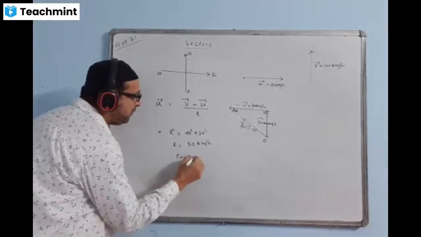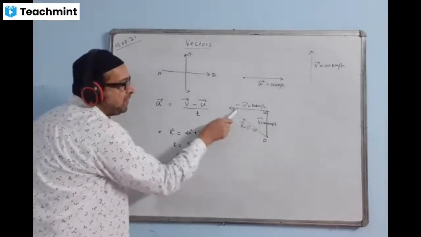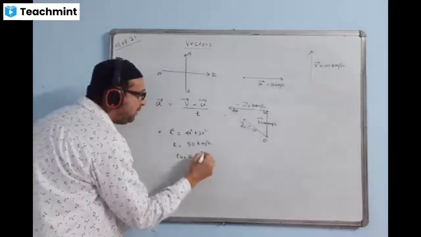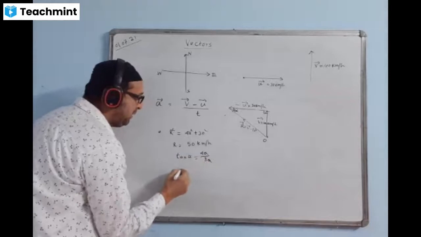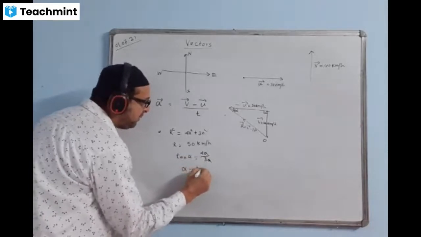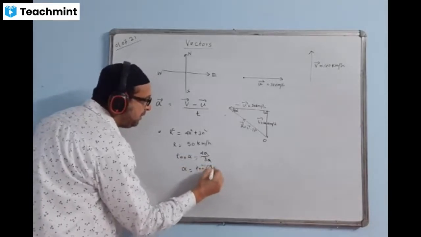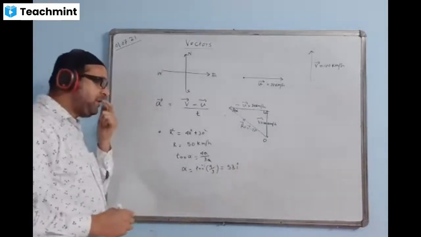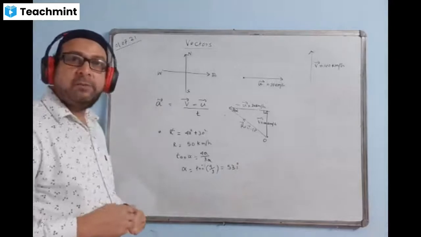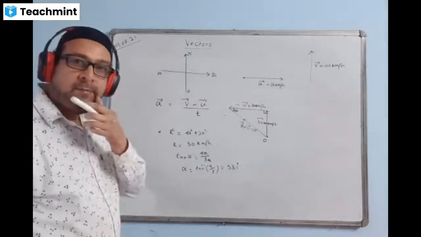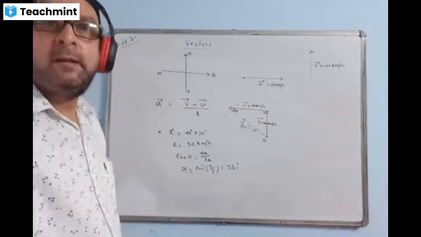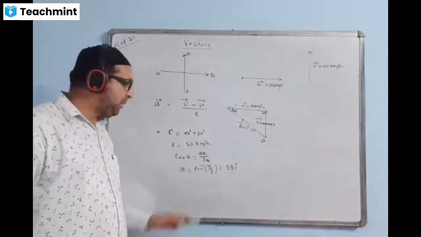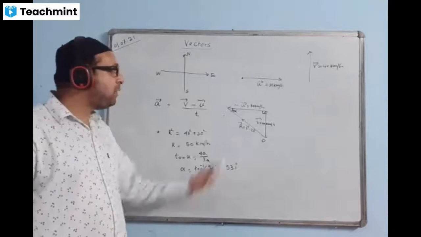We have tan alpha formula. Tan alpha is perpendicular, opposite to the given angle is perpendicular. Perpendicular is 40 and the base is 30. Here we'll add 40 by 30. Cancel it and find the value of alpha. This will come tan inverse 4 by 3. Answer in calculator will come 53.1 degree. You can check the value. 53.1 degree. In what direction?